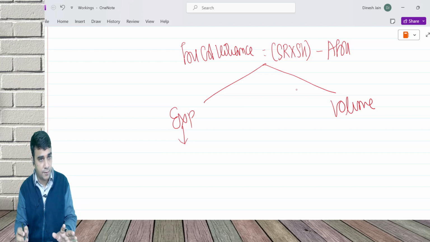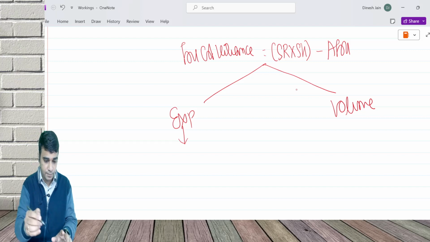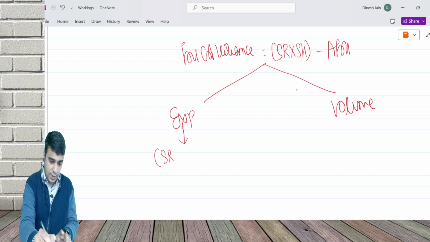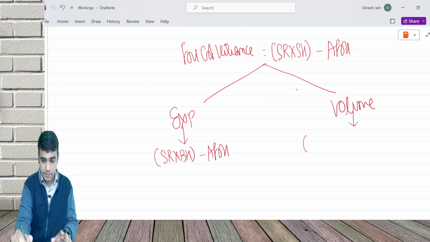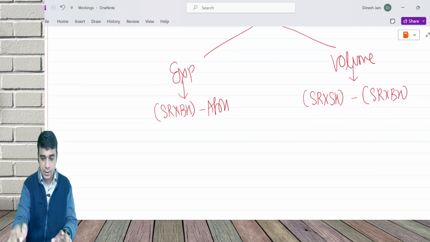Every formula is going to come from the chart only. What is the formula for expenditure variance from the chart? SR into BH minus AFOH. Volume from the chart: SR into SH minus SR into BH.